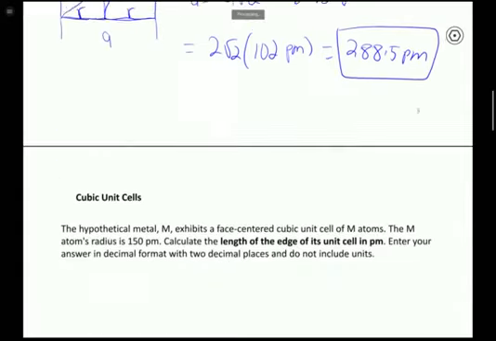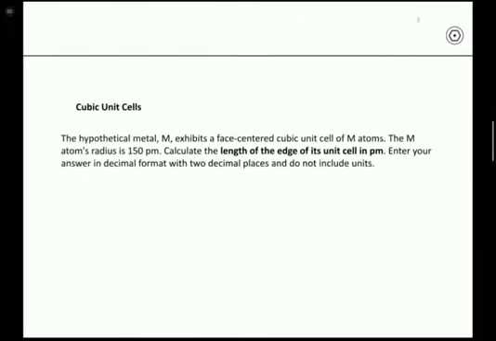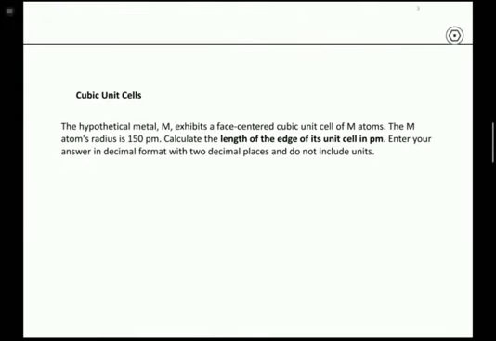And then we have another one here that's probably a little bit more complex, which is a face-centered cubic structure. So here the metal atoms are in a face-centered cube, and we're told that the radius in this case is 150, and we want to know the length of the edge of its unit cell in picometers. So here we're actually calculating A.